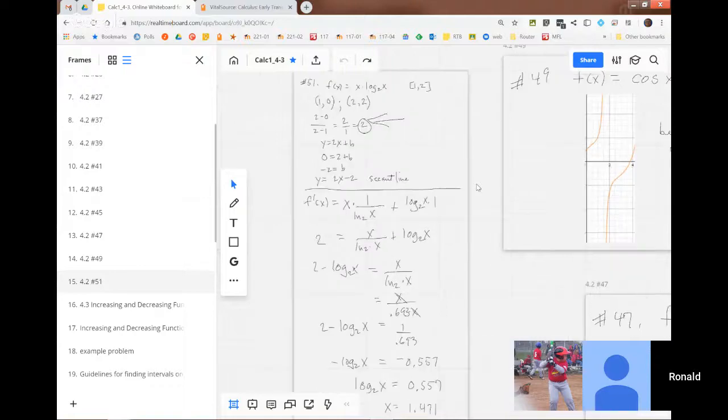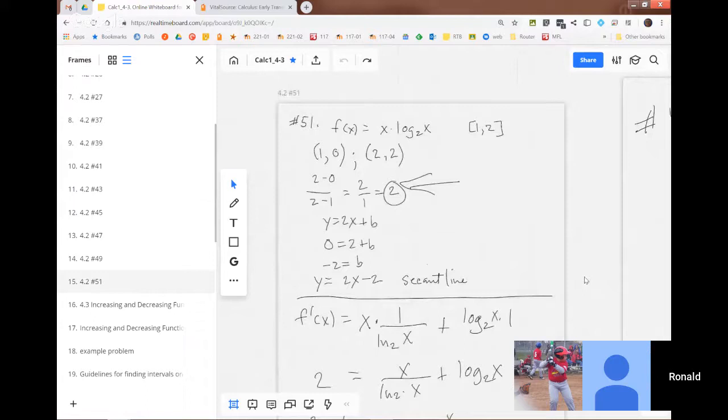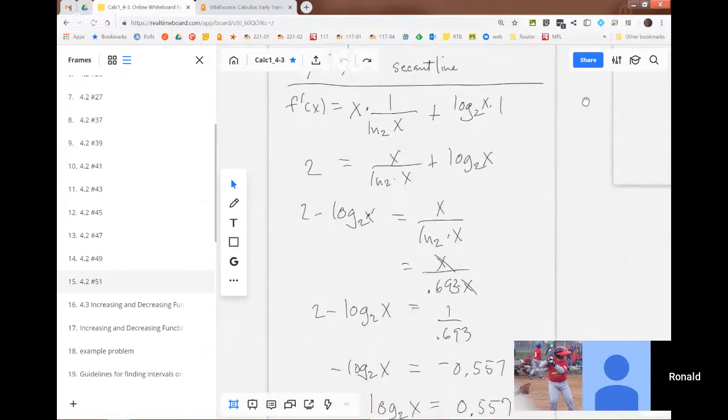So 51, I'll make this a little bigger here. On 51, you were given this interval from 1 to 2, so you find the endpoints. 1 when you plug it in, comma 0. 2 when you plug it in, comma 2. Find the slope, 2. So the question is, when will the derivative equal 2? So you find your derivative. And right here, I set it equal to 2.